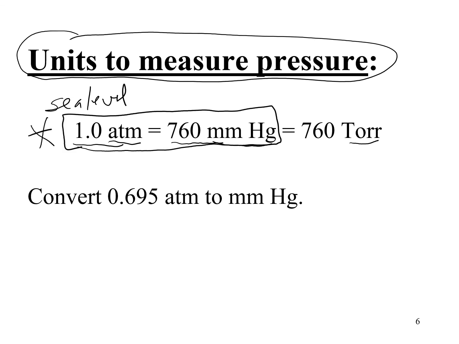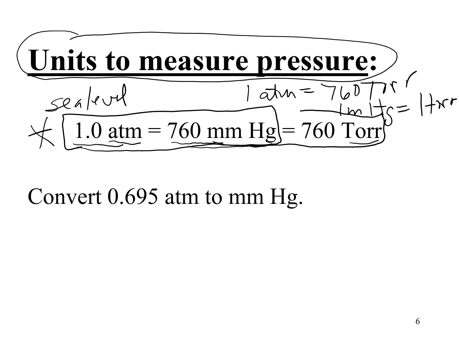Now 1 ATM is equal to 760 torr. Or we could say 1 millimeter of mercury is equal to 1 torr. So therefore, 760 millimeters of mercury is the same as 760 torr, which is equivalent to 1 ATM. So these are the 3 atmospheric pressure units I want you to be familiar with. And then how to convert.